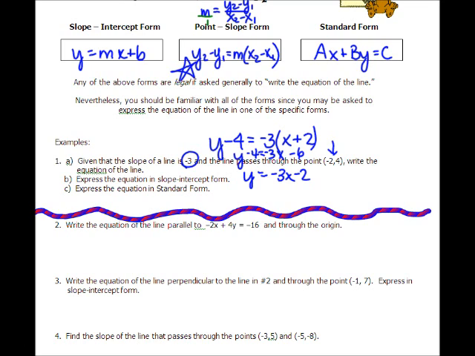Now, to put that in standard form, it's basically a literal equation. You're kind of moving stuff around. Here I solved for y. Now I want to put the 3x back on the other side. So I would say 3x plus y equals -2. So as you can see, this is pretty straightforward.